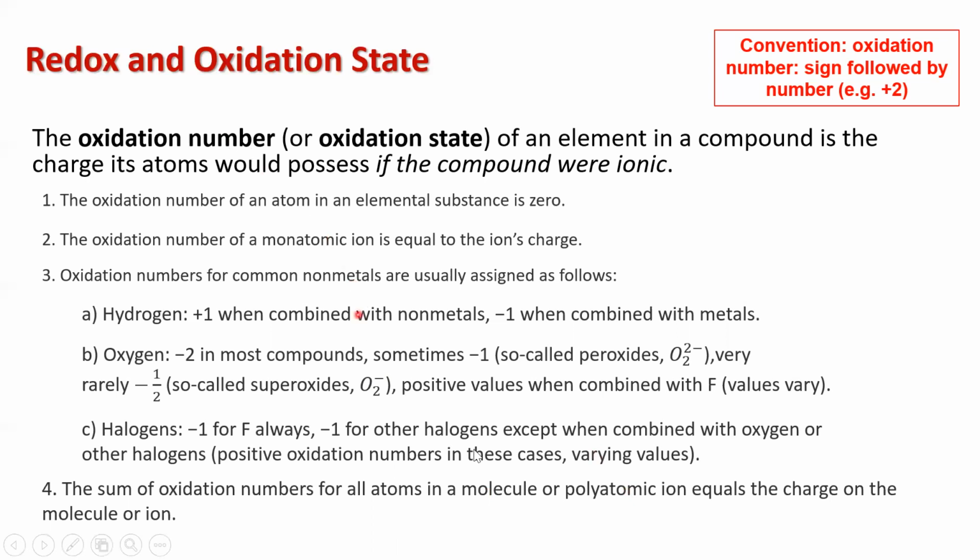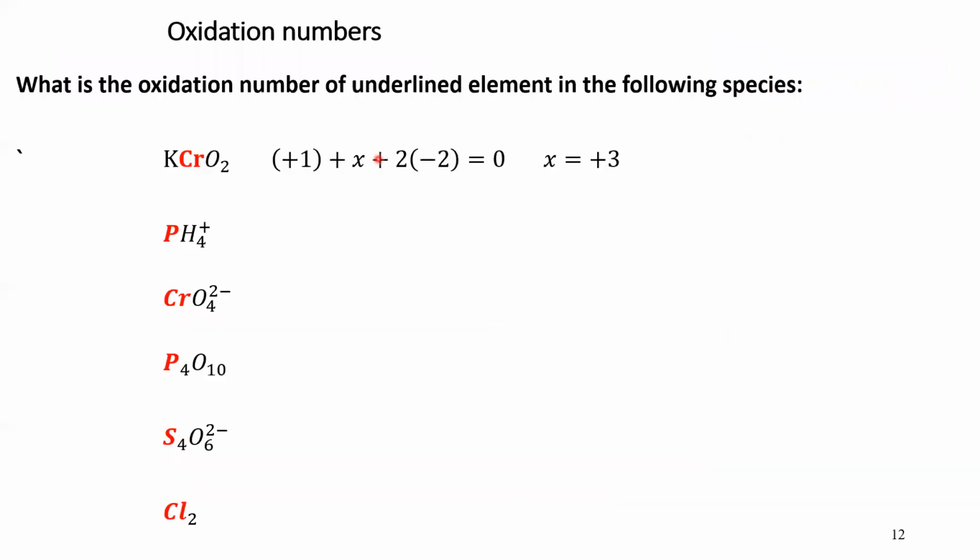So these are rules for how we assign oxidation numbers or oxidation states to atoms or ions in a redox reaction. So we're going to look at some examples. Let's look at the first one that's worked out for us. So we've got KCrO2. Well, K is a monatomic ion.